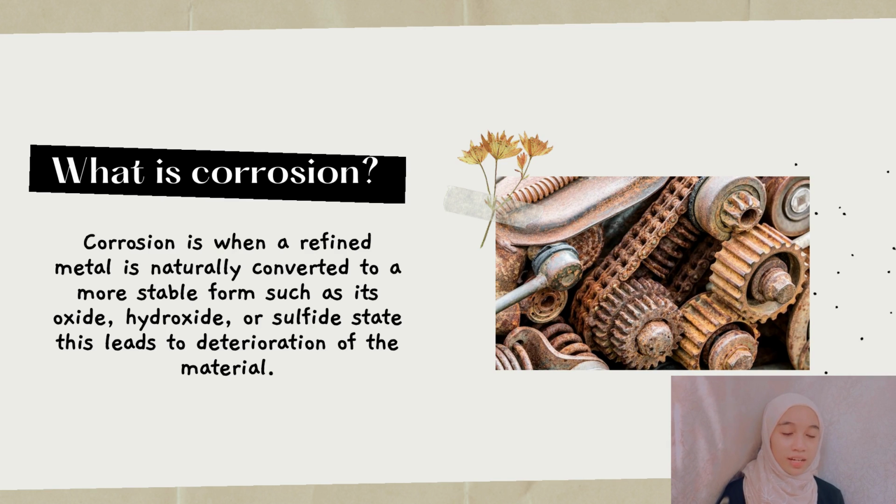Okay, we move to the next slide. What is corrosion? Basically, corrosion is a process of decay on a material caused by a chemical reaction with its environment. Usually corrosion happens when a refined metal naturally converts to its stable form, such as its oxide, hydroxide or sulfide state, which leads to the deterioration of the material.